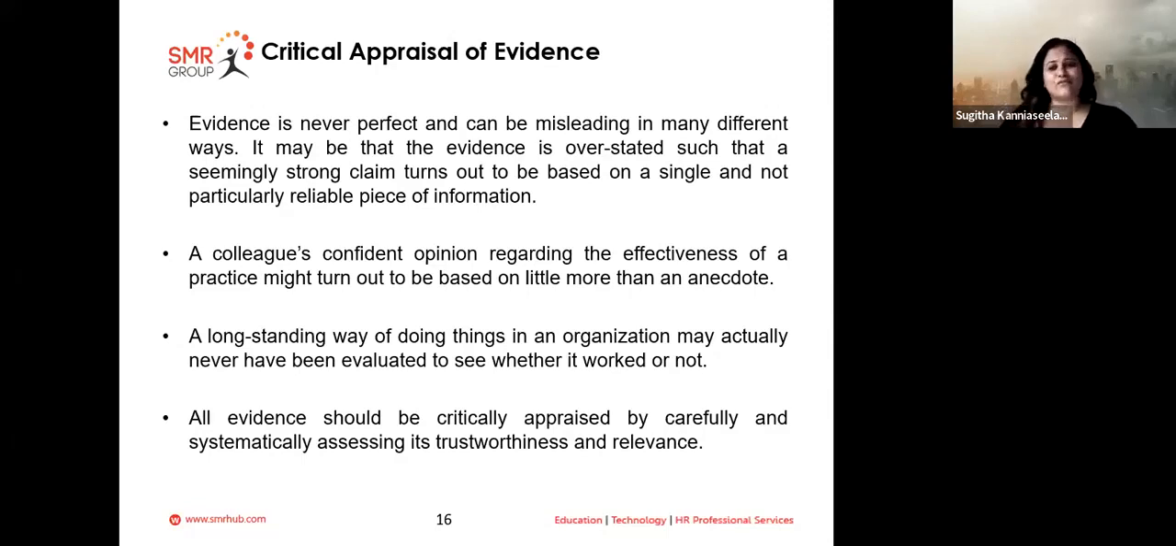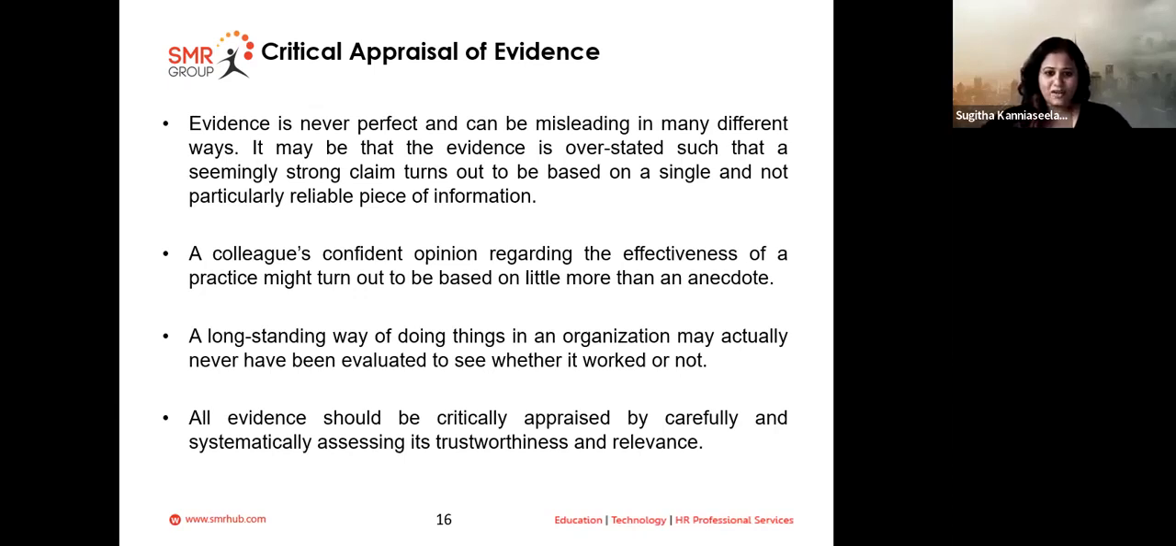It is not enough to know that we have four sources of evidence and we can draw upon this evidence. We know evidence can be imperfect and misleading. Evidence could be overrated, overstated. Claims that are very strong could actually be based on a single person's opinion, and it does not reflect the entire organization, or maybe that information is not reliable altogether.